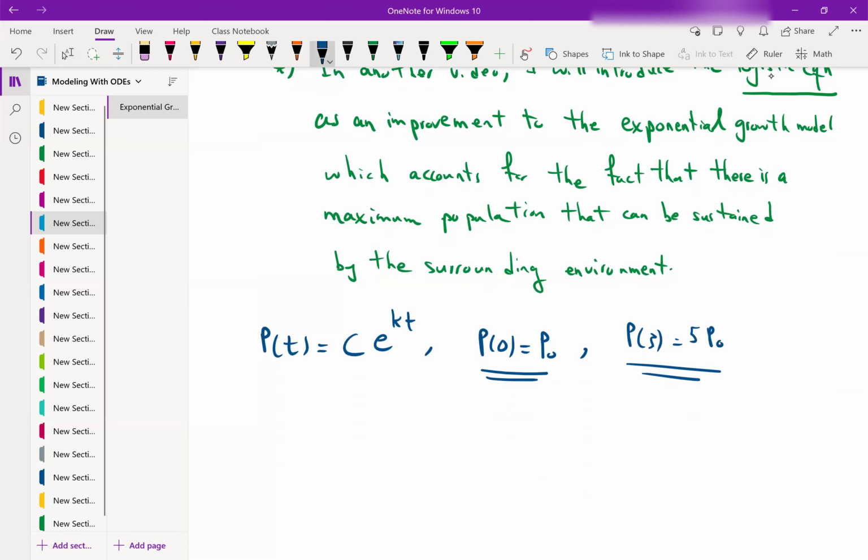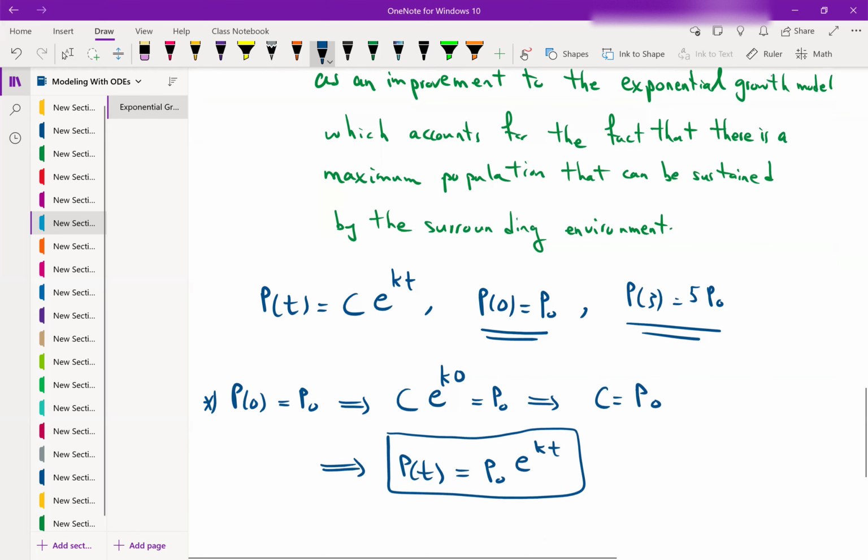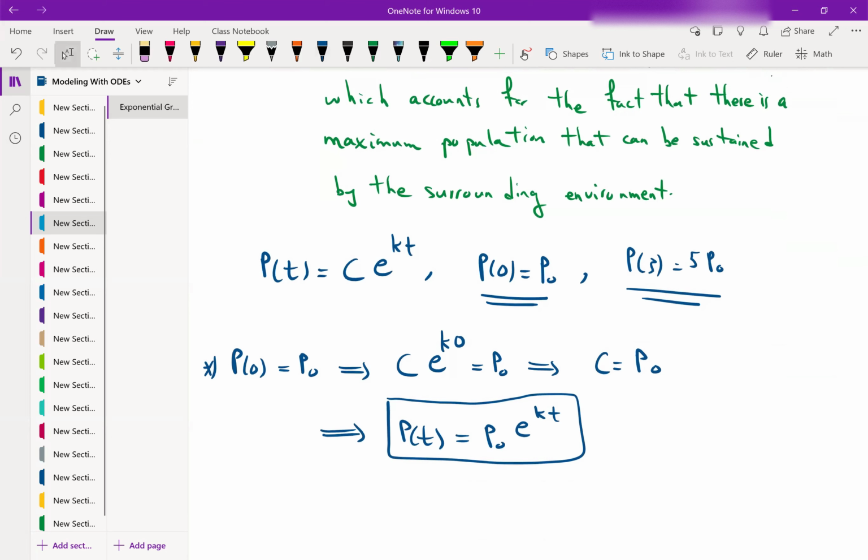Let's start with the fact that P of 0 is equal to P naught. That means that C times e to the k0 is equal to P naught. e to the k0 is e to the 0, which is 1. That means that C is equal to P naught. P of t is equal to P naught, the initial population, times e to the kt. That is what our model is telling us.